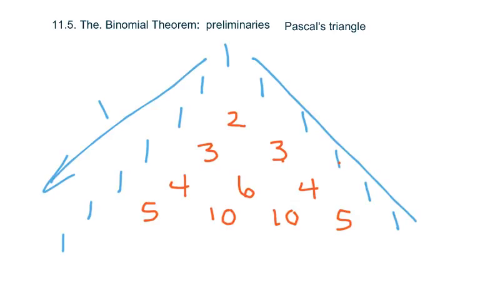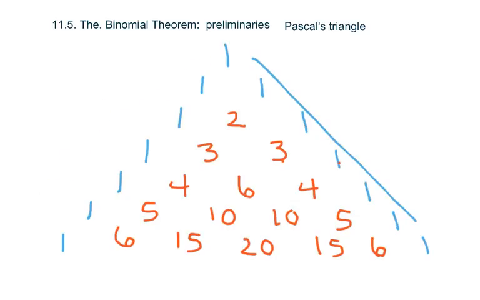1, 1. And this is going to be, add this, you get 6, 15, 20, 15, 6, and 1. And you can go on and on and on. So there's Pascal's triangle. Let me take off this little line here, right there.